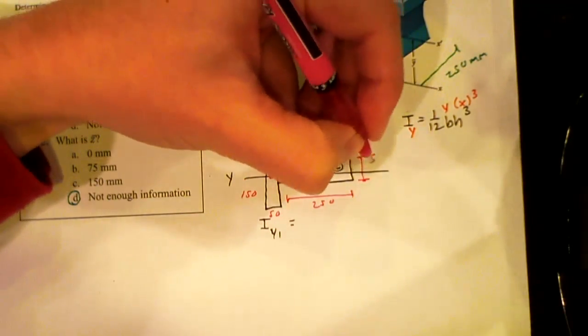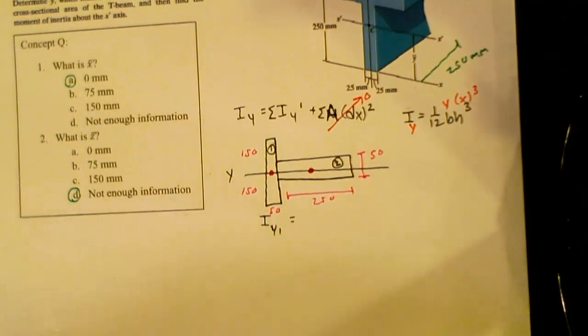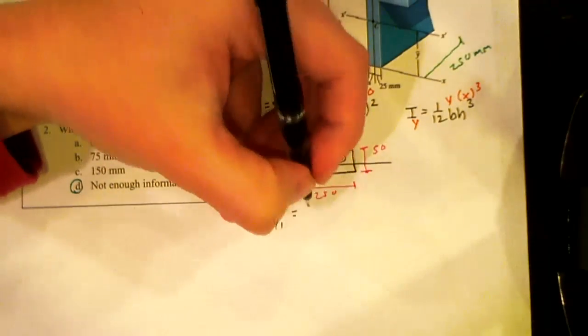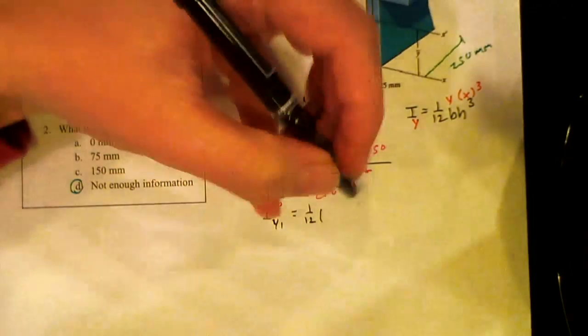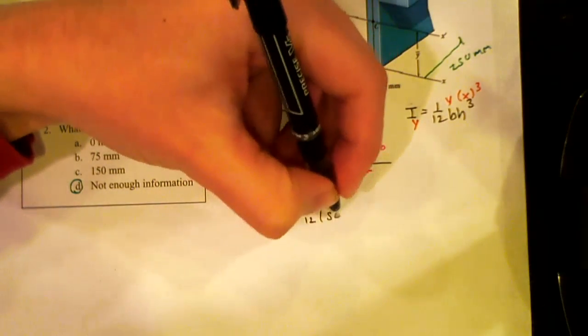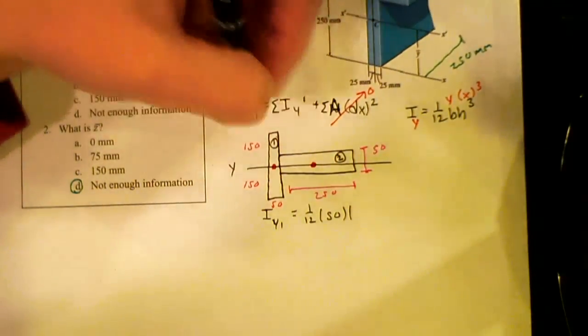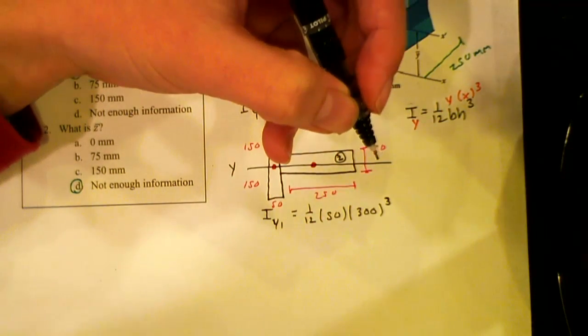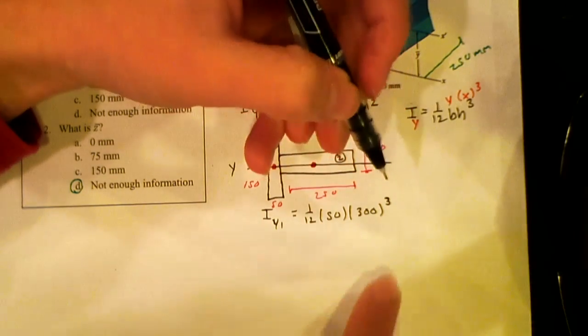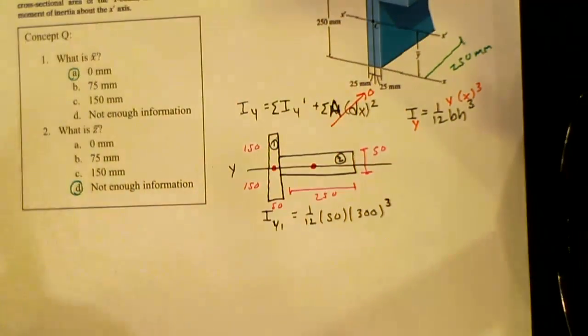That's also 50. Okay. Figure 1, we have 1/12 times our base, which is a y value, so for this one that's 50, times our height, which is 300, and that's cubed. I wrote it and said it like that on purpose because that's a very common mistake. I can't tell you how many times I've gotten a problem wrong only to realize I had squared the value instead of cubed it. So be very careful.